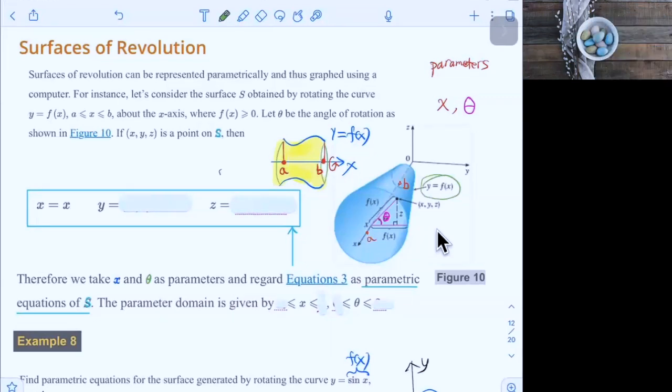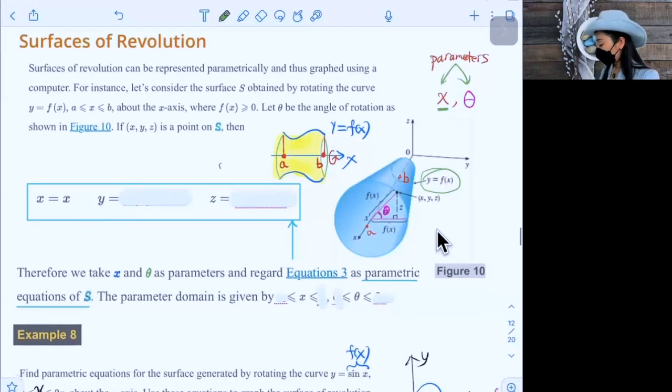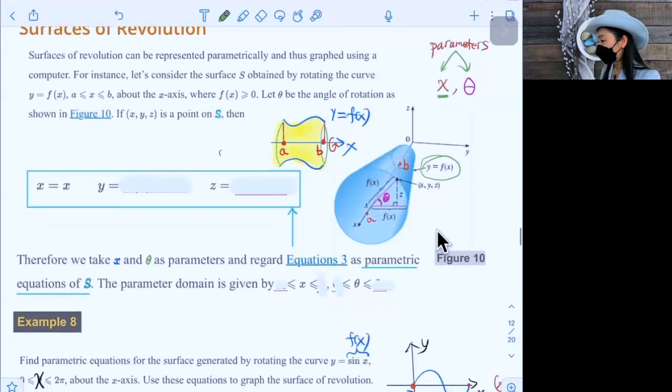Remember, we're trying to pick the u and the v, the two parameters. So one of the parameters I'm going to let be x. And then the other parameter I'm going to pick will be this angle theta, the angle that you rotate. So you have two parameters, those are the u and v. If we do it that way, then x will be just equal to x itself.